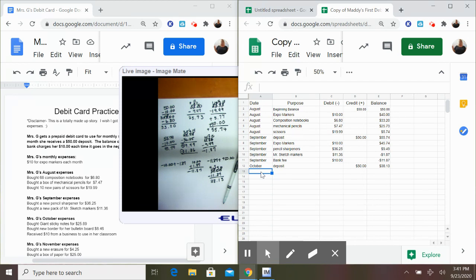So, we talked about if you're in the red, that means you're in the negative in your bank account. So be very careful. And this sheet right here is what you need to turn in to me, the one that you do with Maddy's debit card.